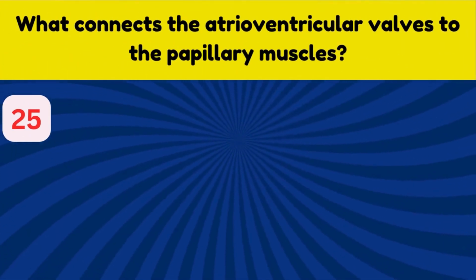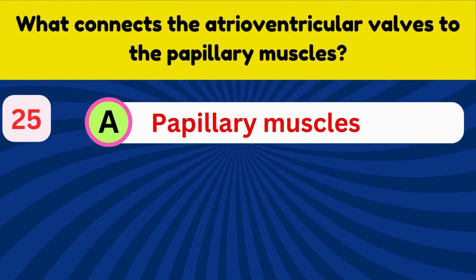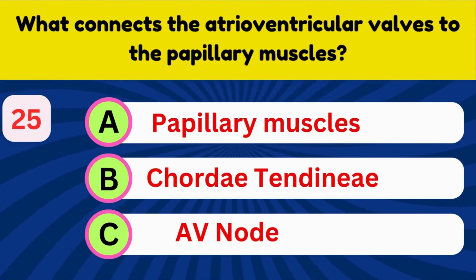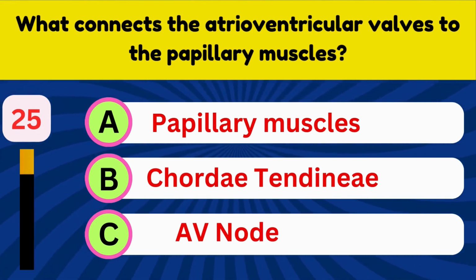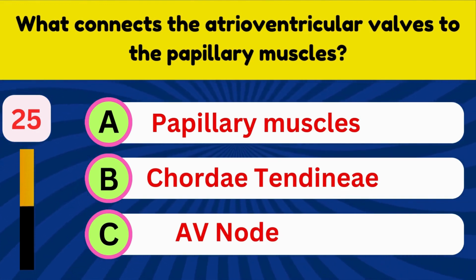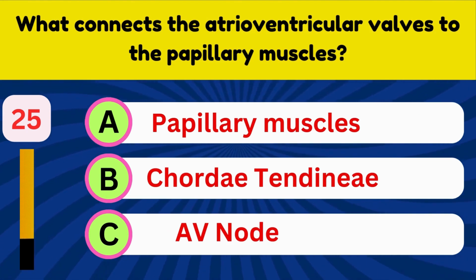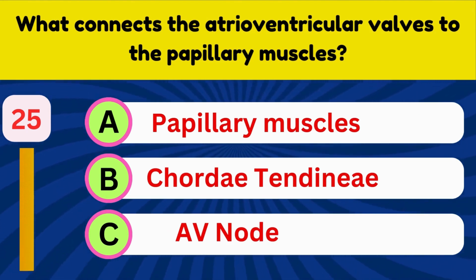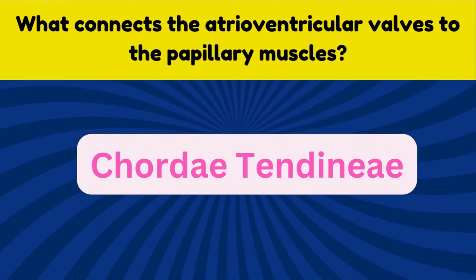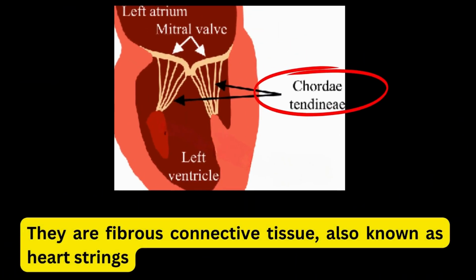What connects the atrioventricular valves to the papillary muscles? Chordae tendineae. They are fibrous connective tissue, also known as heartstrings.